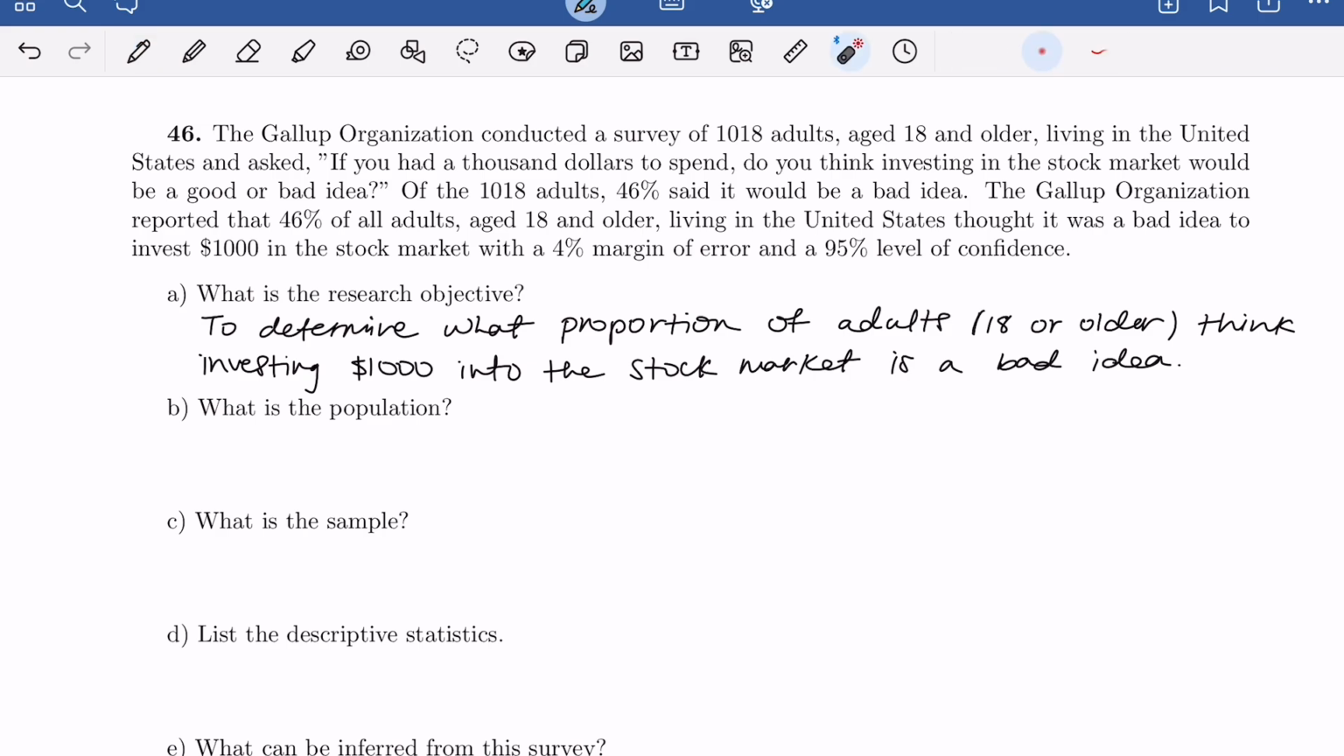All right. Next question, we want to figure out what the population is. This is going to be the adults, again, 18 or older, living in the United States. All right. For question C, what is the sample? This is going to be the people that are surveyed. So it's going to be the 1,018 adults surveyed.